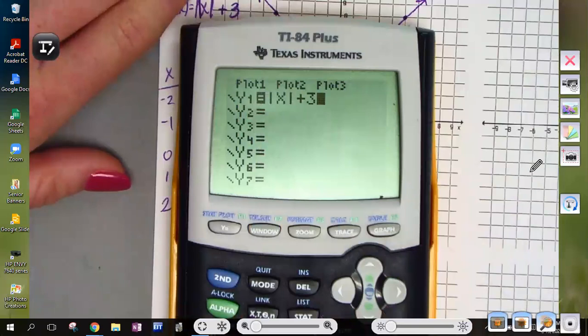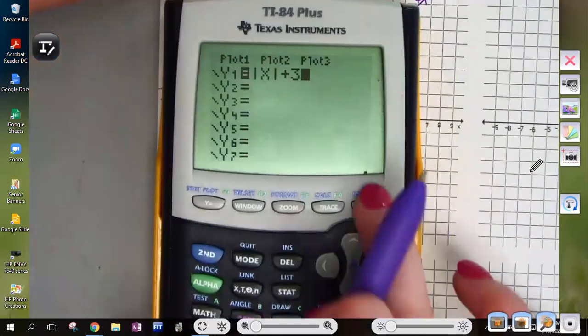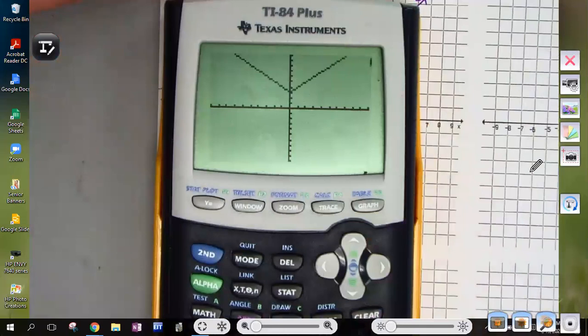Okay, so now you have your equation, and you just click on graph over there at the top right-hand corner, and boom, it draws you an absolute value function. And you can see the vertex at +3. If it goes the wrong way, what that means is you did something wrong.